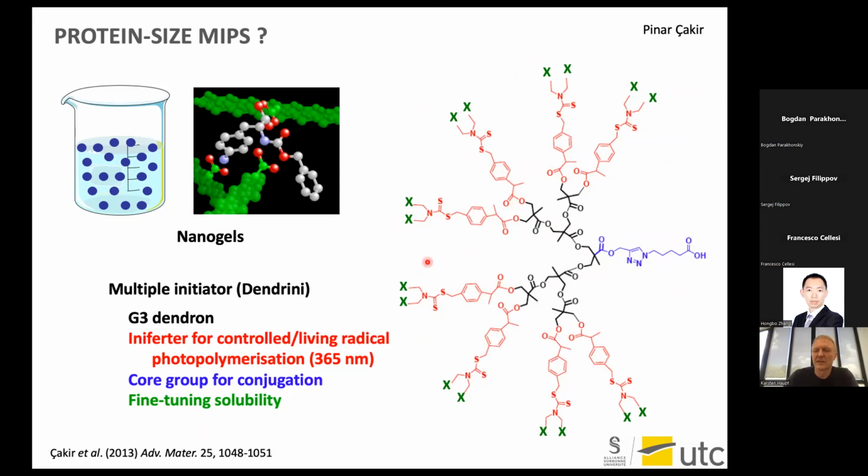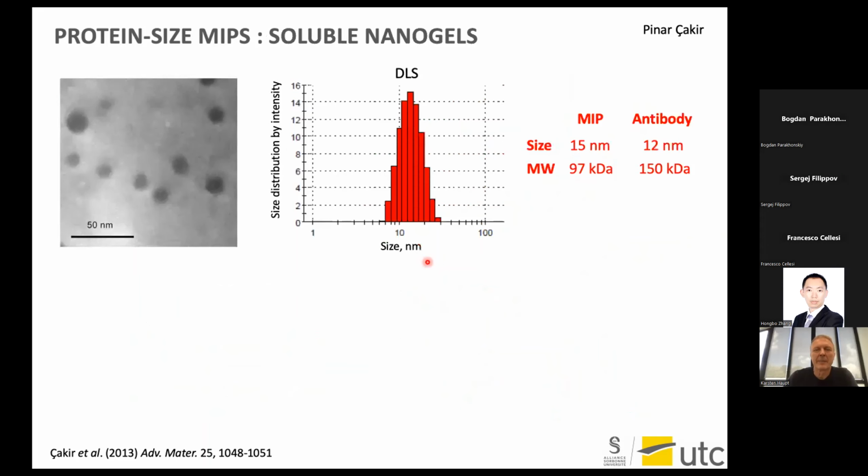So now with these initiators that we call dendrini, we have done solution polymerization under high dilution conditions. And as you can see, the answer is yes, we can make polymer nanoparticles that are of the size of an antibody, because as you see here, the DLS particle size is about 15 nanometers, and this is confirmed by the transmission electron microscope image. So we really get very small nanogels, which are in the size range of an antibody. Antibodies, as I said, 12 nanometers. And also the molecular weight is quite close.